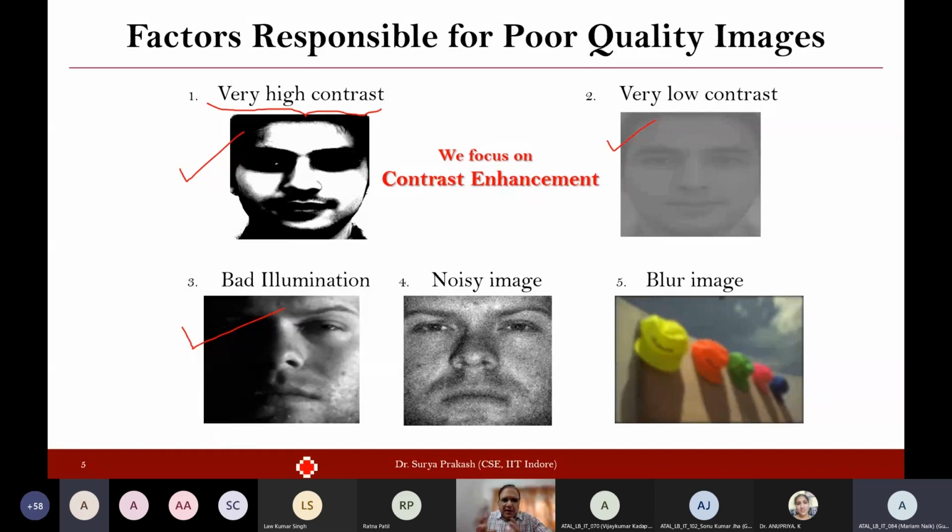every part of the image should be properly illuminated. Here you see in this part of the image, this is not properly illuminated.